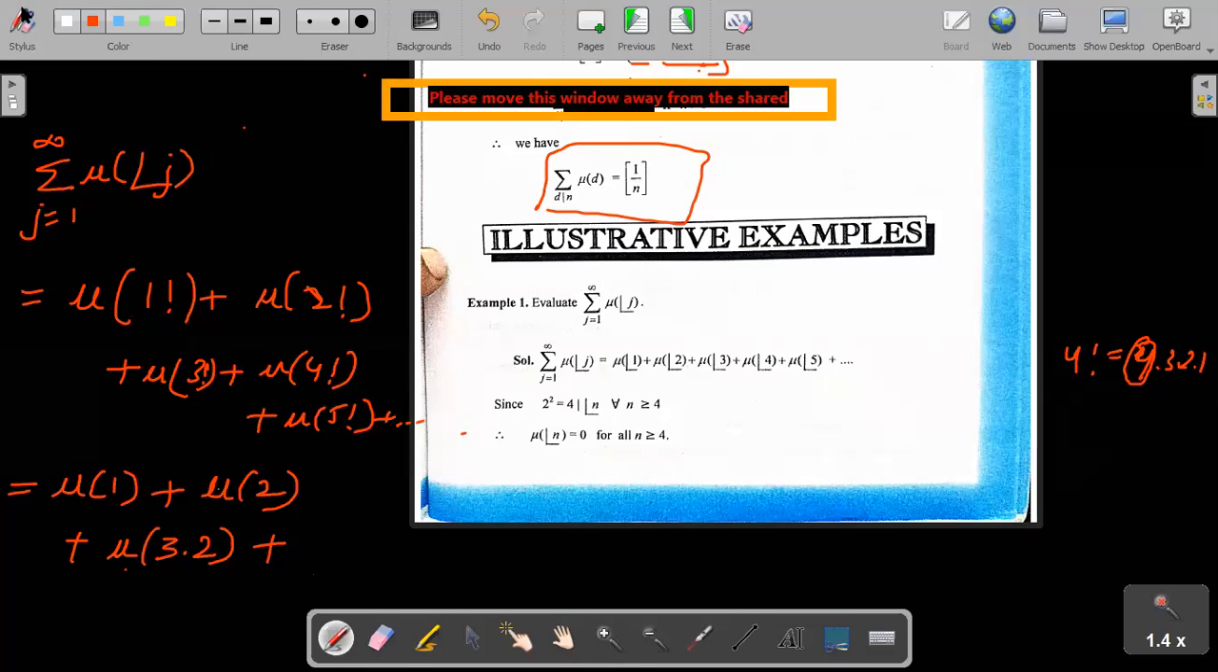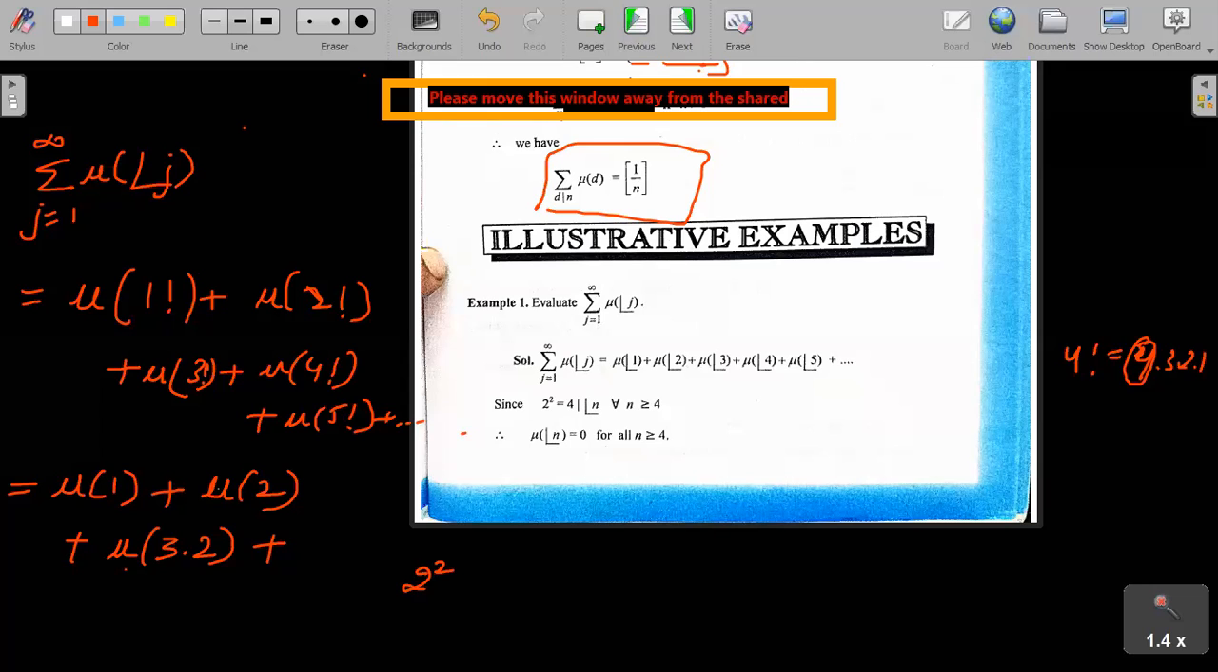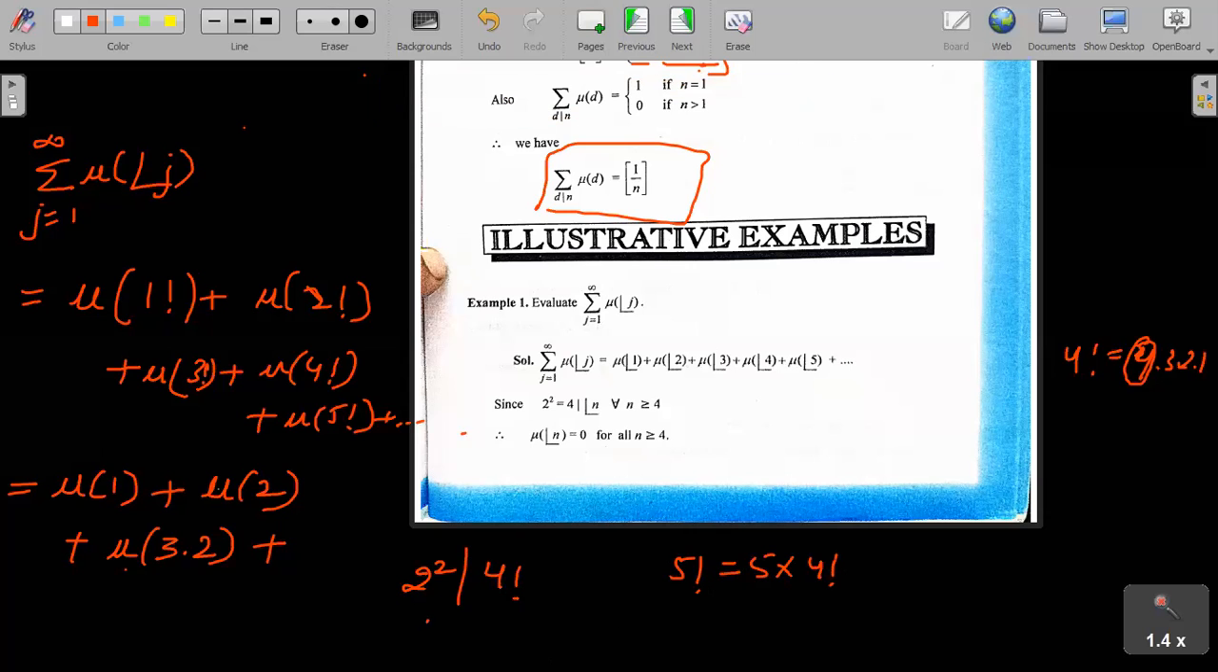So what I want to say from here is, now 2 square divides 4 factorial. And similarly, अगर आप देखो, अब जो 5 factorial होगा वो क्या होगा? 5 into 4 factorial. तो इसका मतलब 2 square 5 factorial को भी डिवाइड करेगा. बेटा, yes or no? Yes. And similarly आगे जितने भी नंबर्स होंगे उन सबको 2 स्क्वायर डिवाइड करेगा. तो इसका मतलब इनका म्यू एन कितना हो जाएगा? 0. All the numbers answer will be 0.